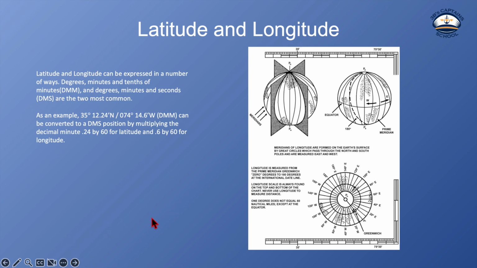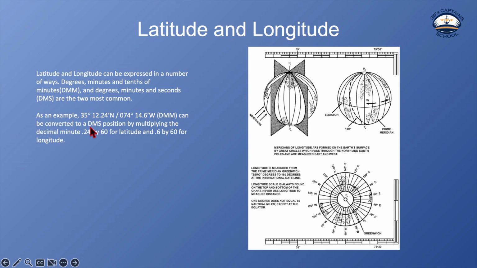All right, so now let's quickly talk about two different common ways you'll see latitude and longitude expressed. The chart we use for training in our courses is the Chesapeake Bay training chart, and it's laid out in tenths. Some smaller strip charts that you may use on your own vessel may be laid out in seconds. So we just want to go over real quick how we're going to convert from one to the other if we need to. So we'll take this example here, 35 degrees 12.24 minutes north, 74 degrees 14.6 minutes west. So this is expressed in degrees, minutes, and tenths.